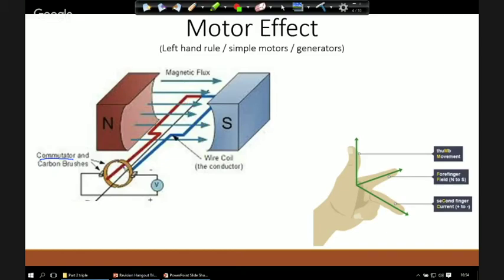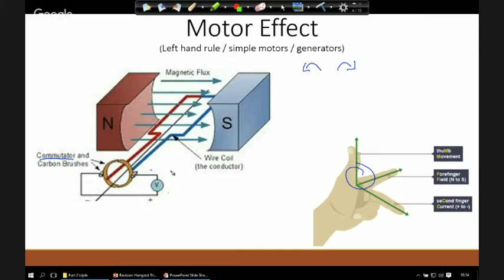So that's what the split ring commutator is. Okay, so if we want to find the direction that this motor is going to spin in, is it going to spin anti-clockwise? Is it going to spin clockwise? Well, we're going to apply Fleming's left-hand rule, as we can see down here. So pick one of the sides.